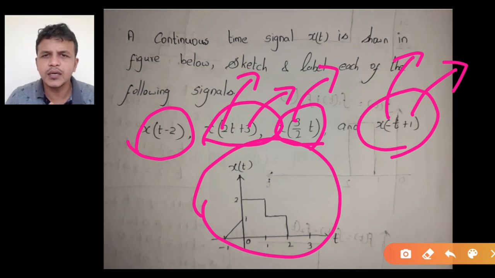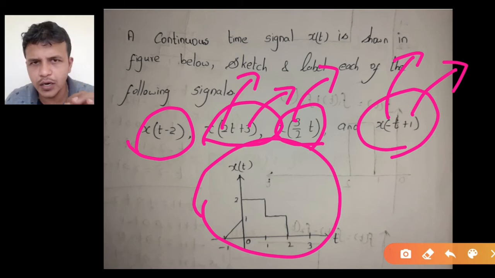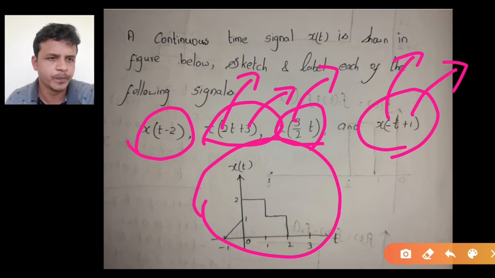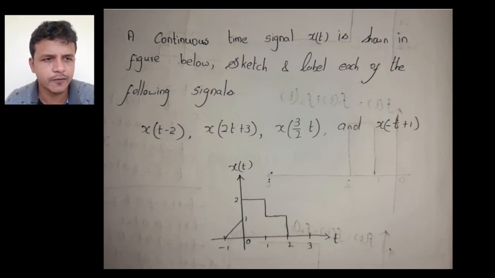There are two approaches to solve these kinds of problems. One is the traditional approach, another one is the logical approach. We are going to discuss both in this video. Now let us first do x of t minus 2.